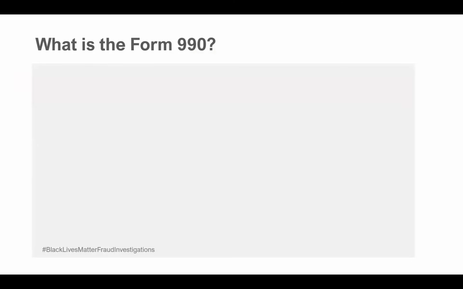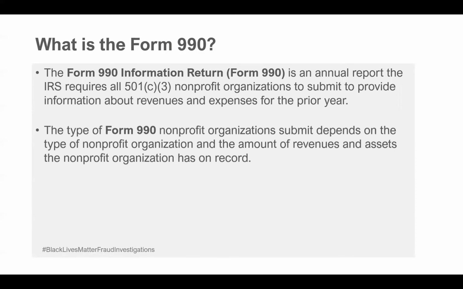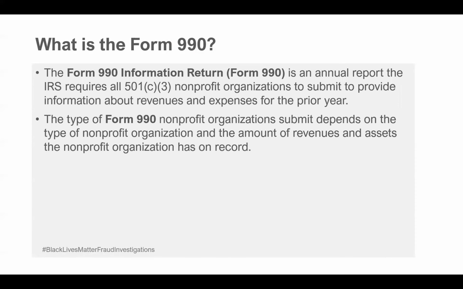What is the Form 990? The Form 990 information return, or Form 990, is an annual report the IRS requires all 501(c)(3) nonprofit organizations to submit to provide information about revenues and expenses for the prior year. The type of Form 990 nonprofit organizations submit depends on the type of nonprofit organization and the amount of revenues and assets the nonprofit organization has on record.